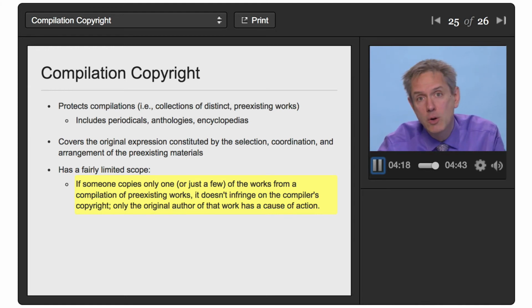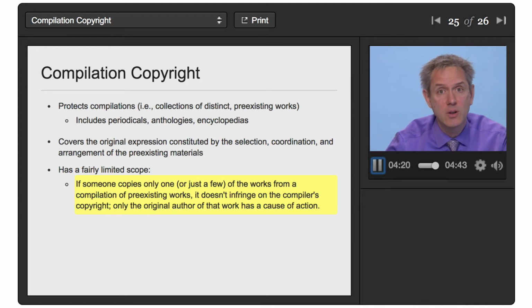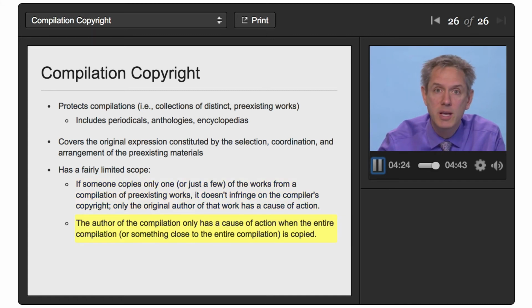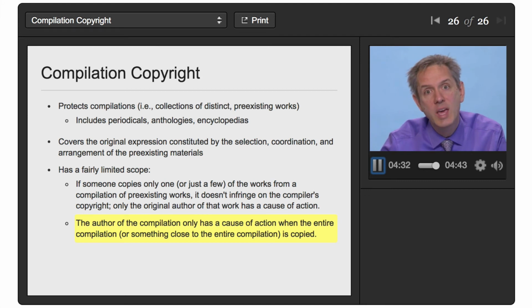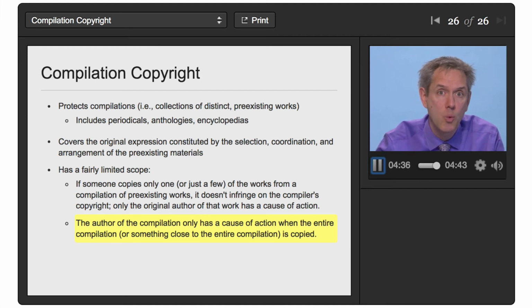The compilation author only has a cause of action. Their rights only extend to the situation where the entire compilation is copied or something very close to the entire compilation is copied, because the author of the compilation only has a copyright insofar as the original selection, coordination, and arrangement of the pre-existing articles is copied.